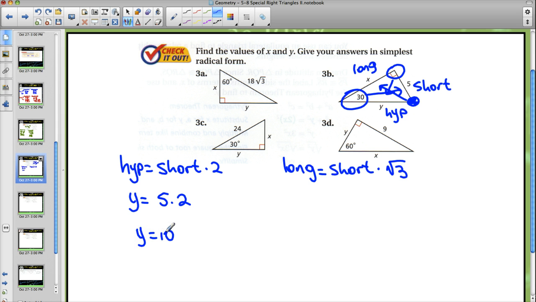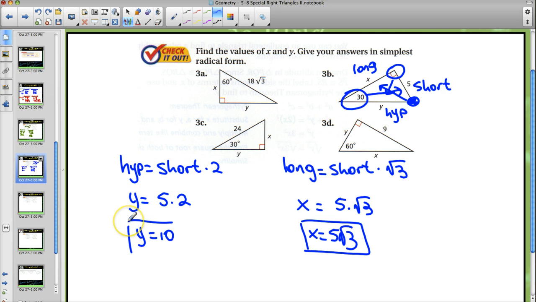The long leg is x. The short value is 5 times radical 3. So x is equal to 5 radical 3. So in this case, it didn't matter which of the two sides, what formula I start with, because we had information for the short leg. All right, so x is 5 radical 3, while y is 10.